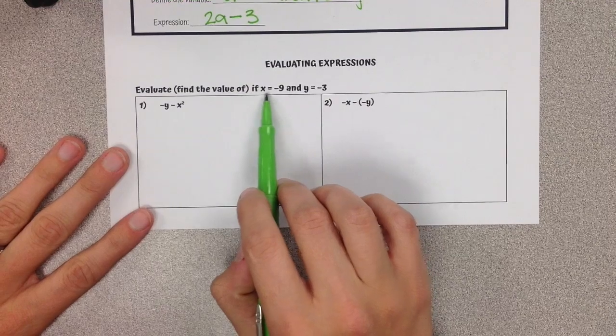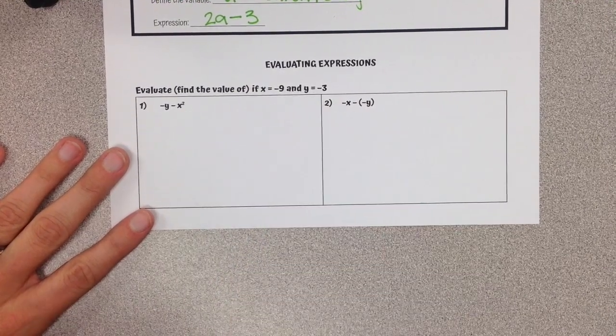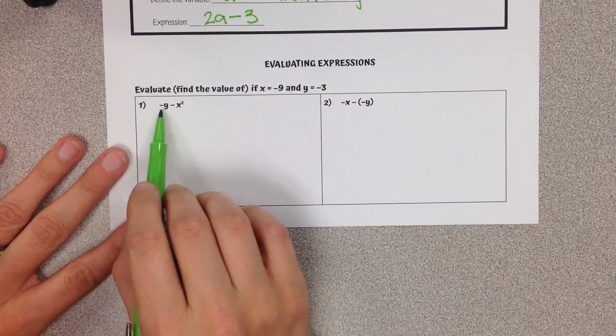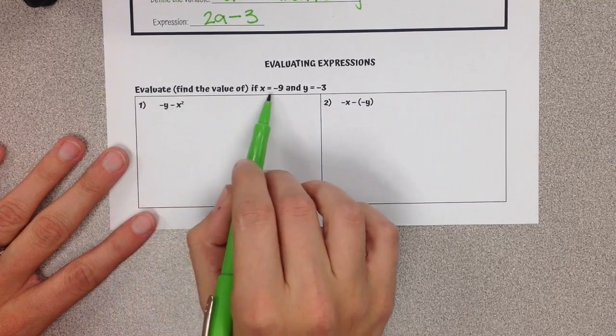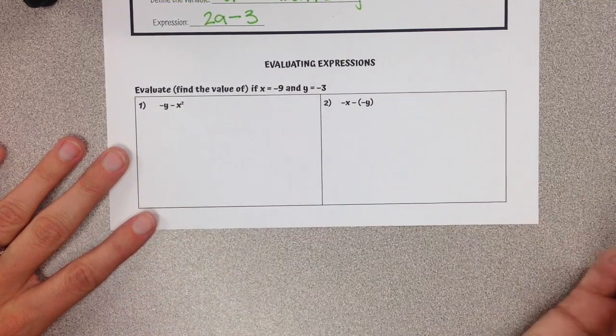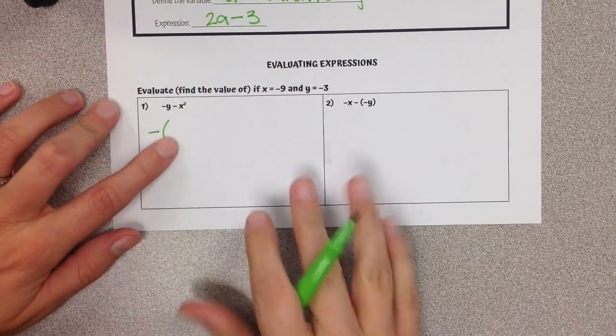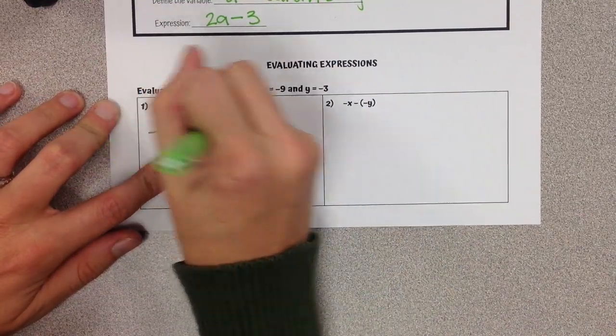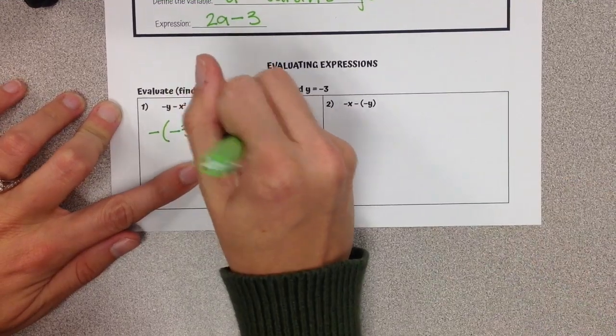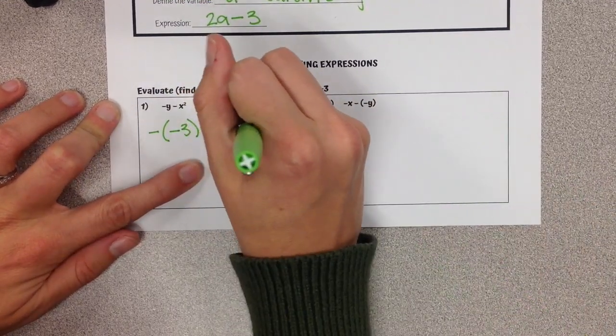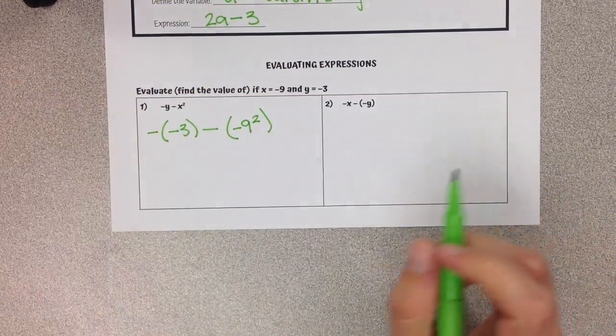So we're going to plug in if x is negative 9 and y equals negative 3. So in here, I'm keeping in my negatives and my subtractions, and then I'm plugging these in. I'm going to do it in parentheses so I don't make a mistake. So the opposite of y, well, y is negative 3, minus x squared. Well, we're doing negative 9 squared.